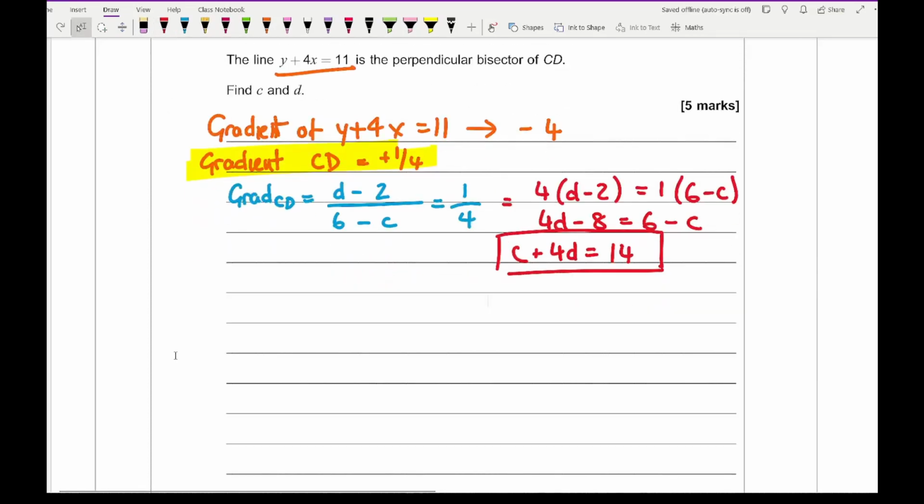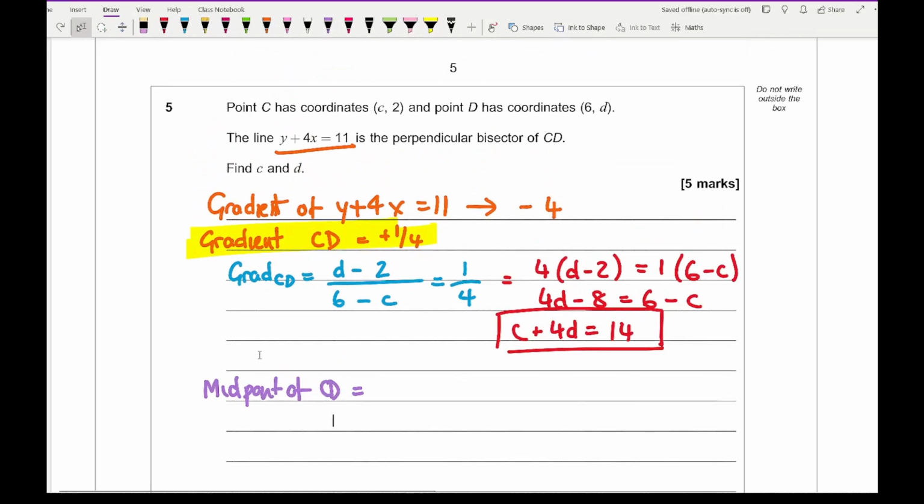Then working out the midpoint, and let's use a different colour. So let's go for this. So here, working out the midpoint of CD. Well, that's going to be, if I get those two coordinates back on the screen, here we've got two x coordinates added together. So it's going to be C plus 6 divided by 2, and we've got 2 plus D divided by 2.